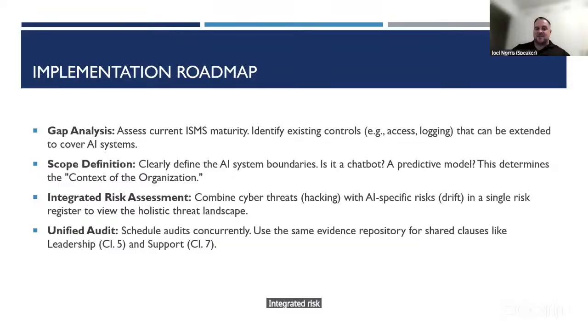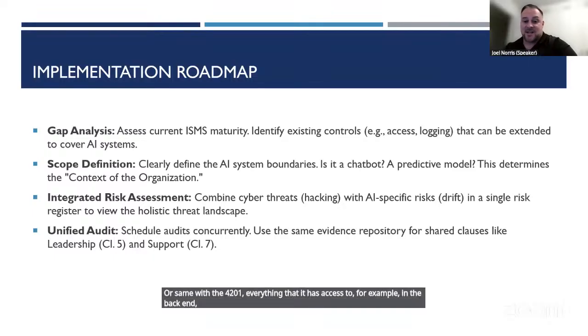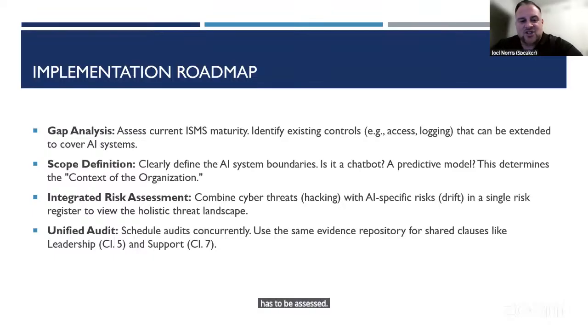Integrated risk assessments. You have to look at both: hacking possibilities, but also drift, from an AI-specific perspective. Always look at the threat landscape in a holistic view. That's what this is telling you. How do you do this? Anytime you're looking at it, the ISO 27001 controls have to be assessed in a holistic view. Same with 42001: everything it has access to, for example in the back end, has to be assessed. A lot of organizations don't like to do that. They like to give defined scopes. And this is why companies keep getting data breaches.